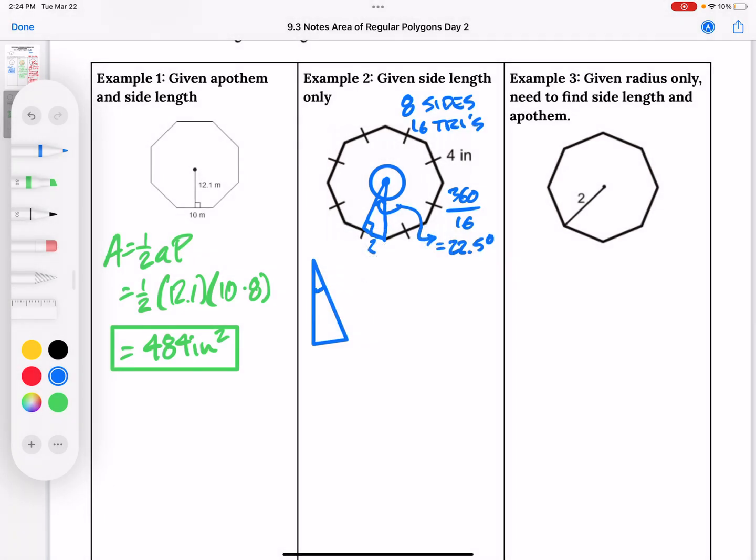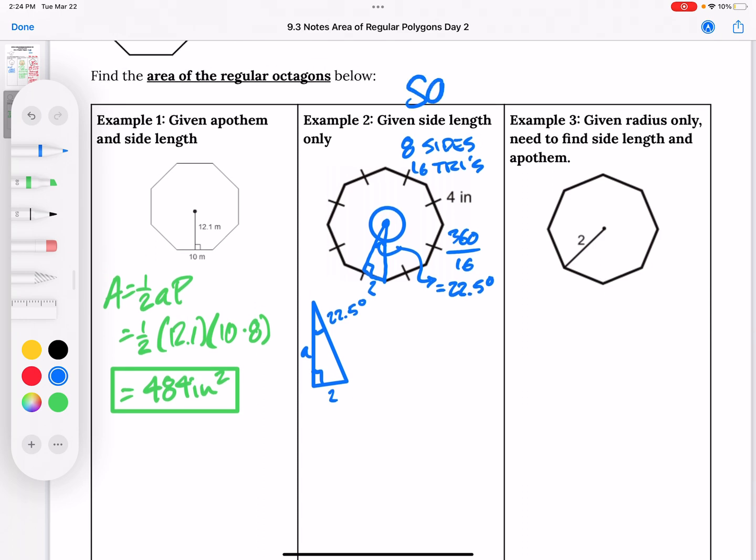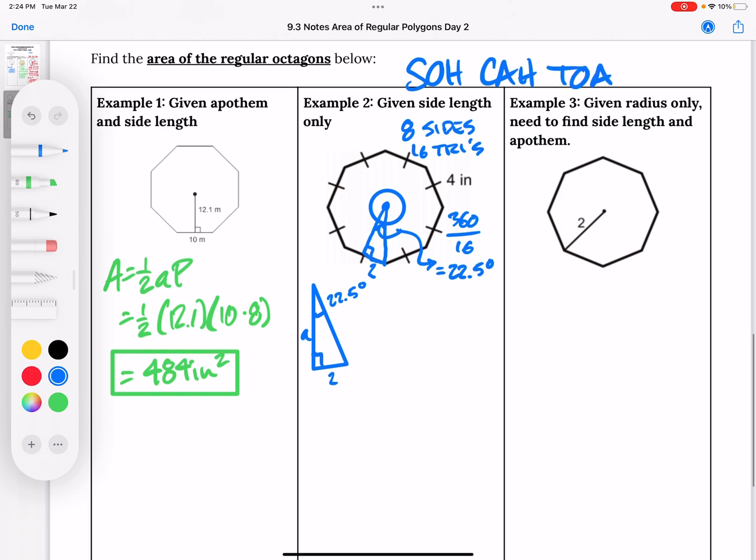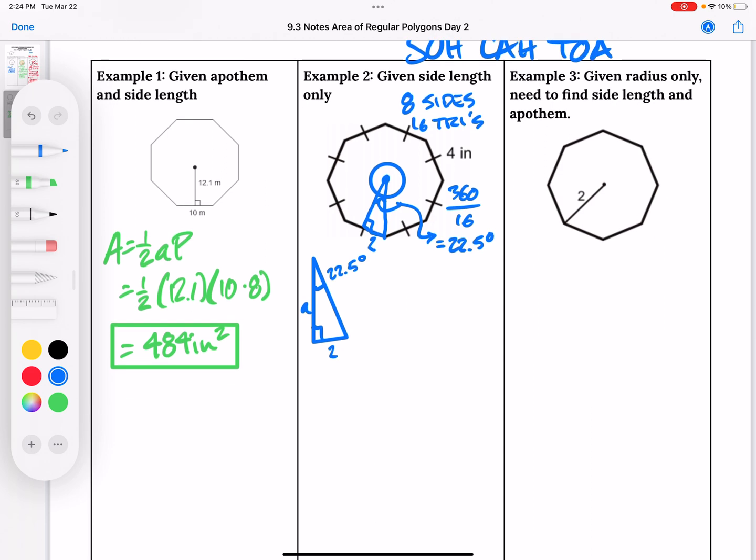This is a right triangle, and this is 22.5 degrees. I know this side is 2. I need to know my apothem. There's my apothem. So when I'm given the side length, remember, we're going to use SOHCAHTOA. And I know that this tells me that tangent of 22.5 is equal to opposite over adjacent, 2 over A.